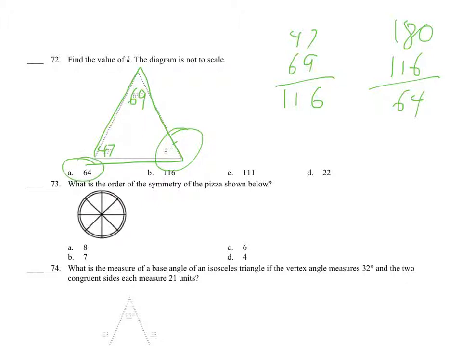The order of the symmetry of the pizza shown, we're looking for how many rotations until it maps itself back around. We look for the congruent. For instance, I have 8 pieces of pie, or whatever this is, divided up into 8 pieces. Therefore, the order is 8. If it was a star with 5 points, the order would be 5.